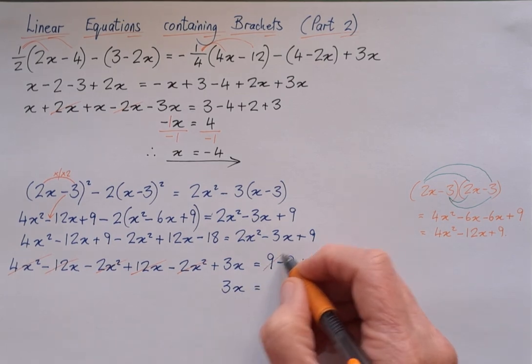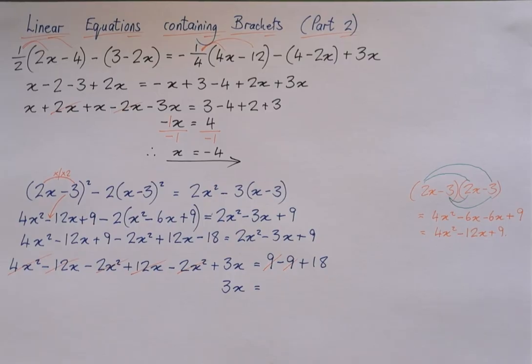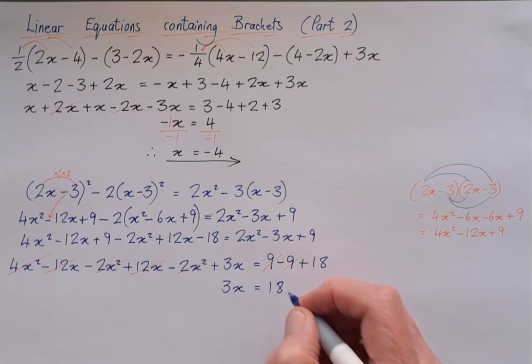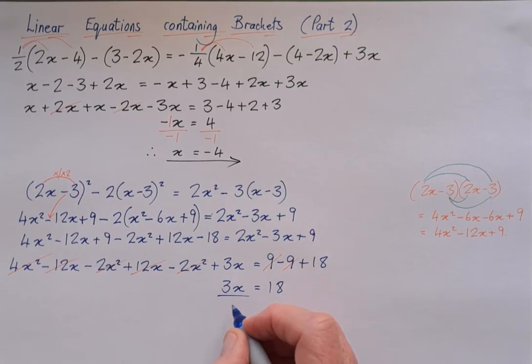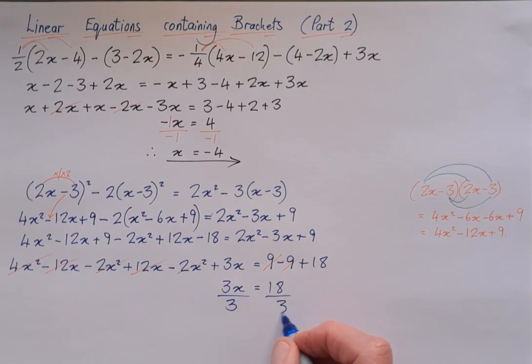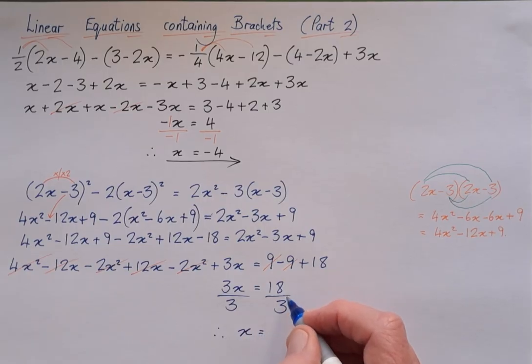9 minus 9 is 0. So I'm left with 18. And then I don't want 3x, I want x. So I divide by exactly what the coefficient is on both sides. And therefore x is equal to 18 divided by 3, which is 6.